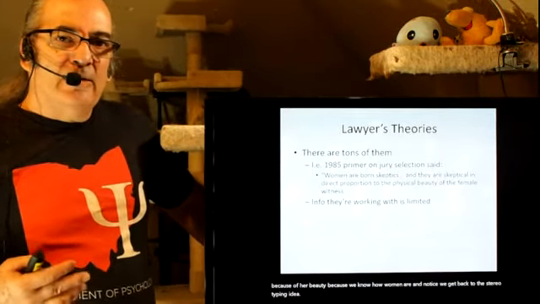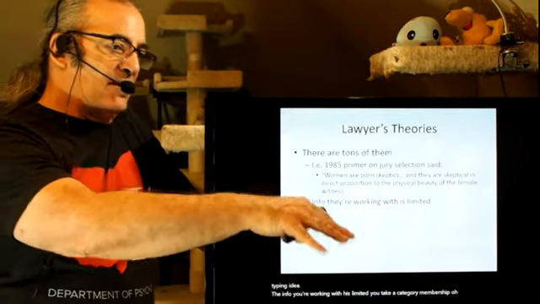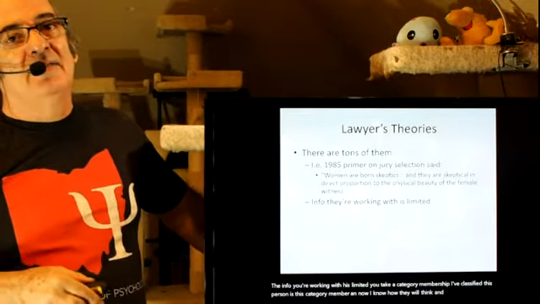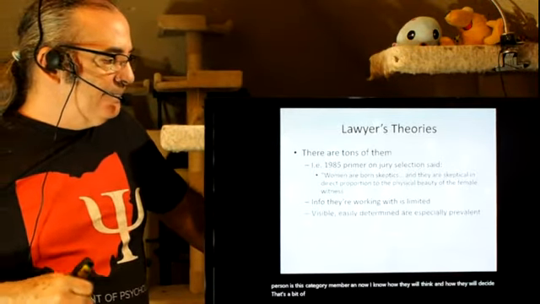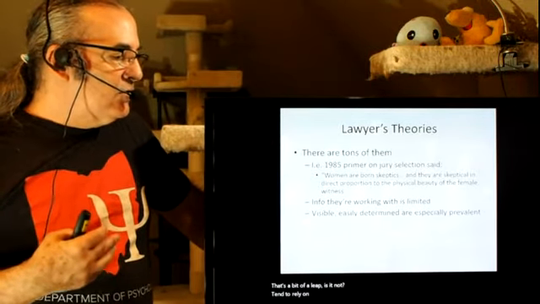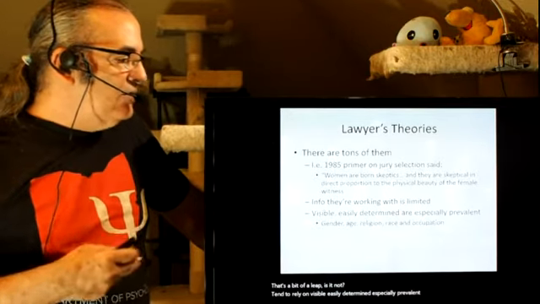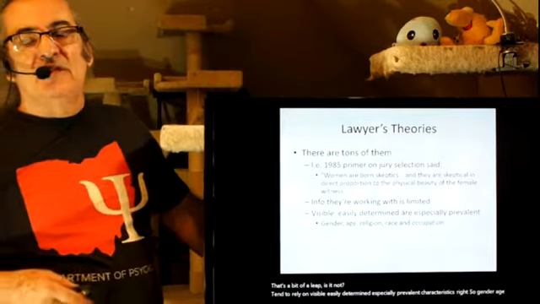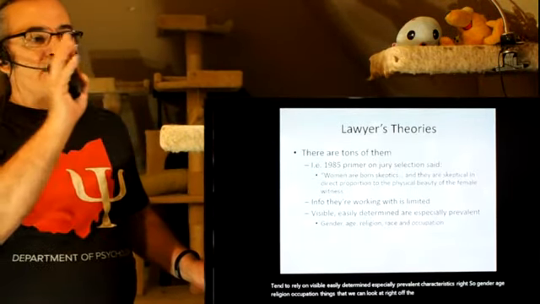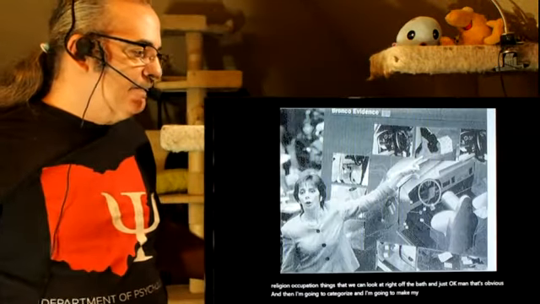And notice we get back to this stereotyping idea. The info you're working with is limited. You take a category membership. Oh, I've classified this person as this category member, and now I know how they will think and how they will decide. That's a bit of a leap, is it not? We tend to rely on visible, easily determined, especially prevalent characteristics, right? So gender, age, religion, occupation, things that we can look at right off the bat and say, okay, that's obvious, and then I'm going to categorize and make my decisions based on that.